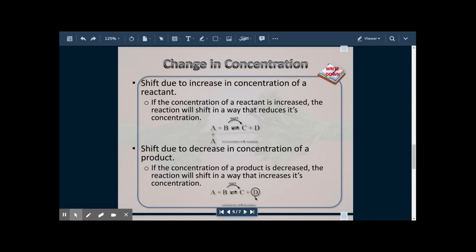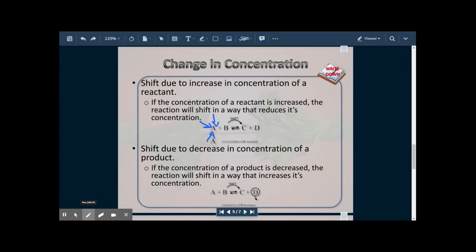So the first thing here is we're going to see what happens when there's a shift due to an increase in concentration of a reactant. So if the concentration of one of the reactants is increased, meaning for some reason we add more of one of the reactants, so let's say we add a little bit more A. So we're going to be putting more A in, and we're going to see what happens to this equilibrium.